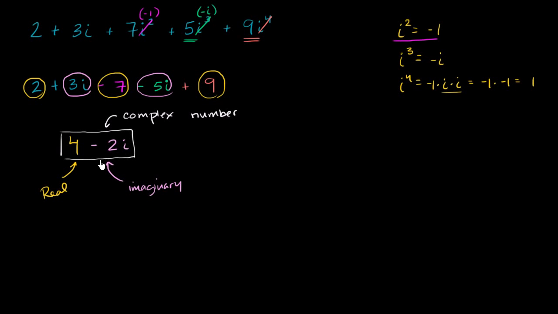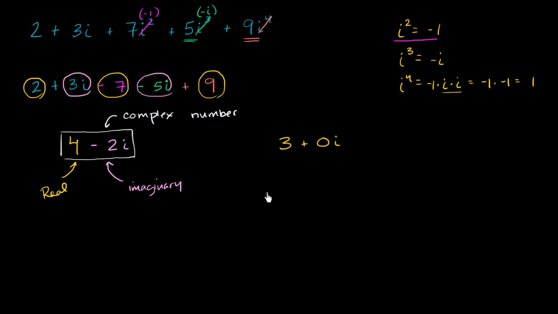Why is it complex? Well, it has a real part and an imaginary part. And you might say, can't any real number be considered a complex number? For example, if I have the real number 3, can't I just write it as 3 plus 0i? And you would be correct. Any real number is a complex number. Actually, the real numbers are a subset of the complex numbers.